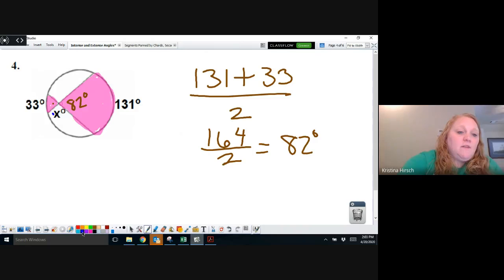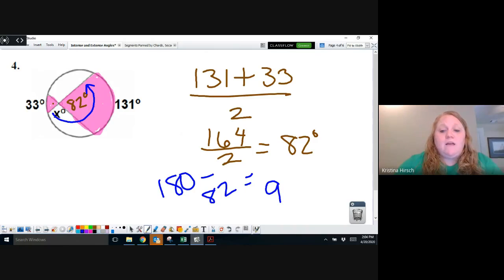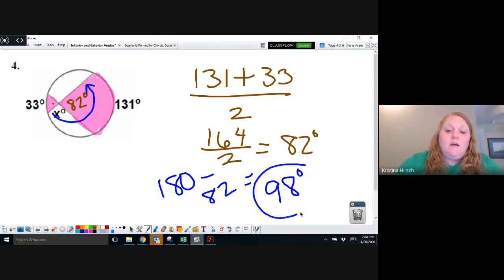All right, so this forms a linear pair. And remember, linear pairs are on a line and they form 180 degrees. So I can just say 180 minus 82, and I get this other angle, which would be 98 degrees. All right, and so that's my final answer.